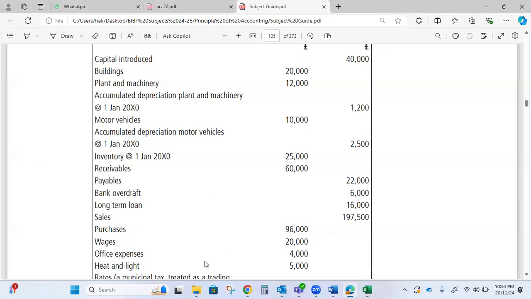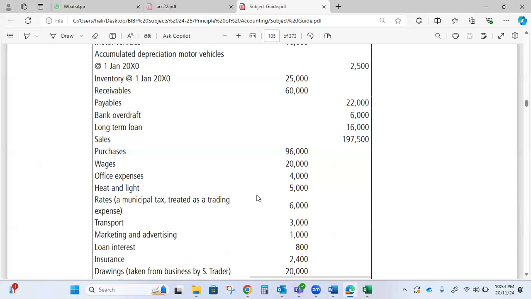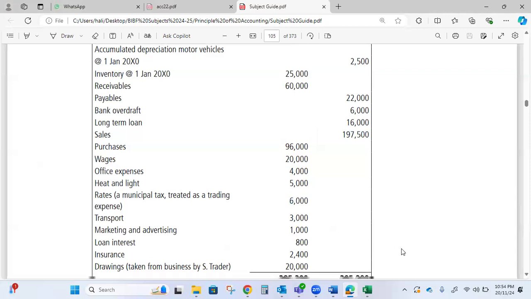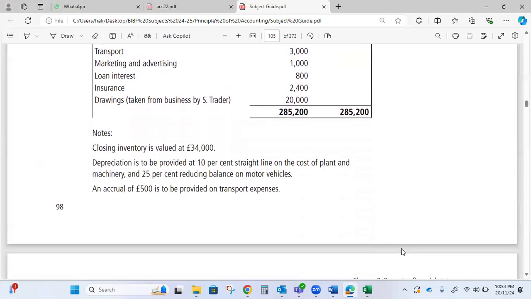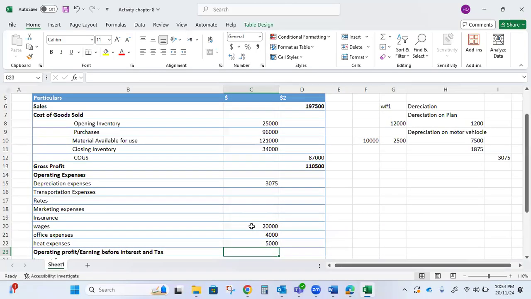According to the next category, rates. Rates were 6,000. But there was an adjustment on the rates that out of 6,000, 2,500 belongs to prepayments. If you look into this, rates includes prepayment. So it means out of 6,000, 2,500 is not this period expense. So we need to remove this.